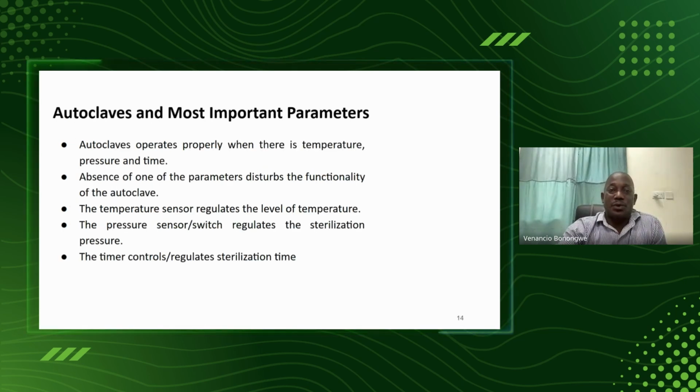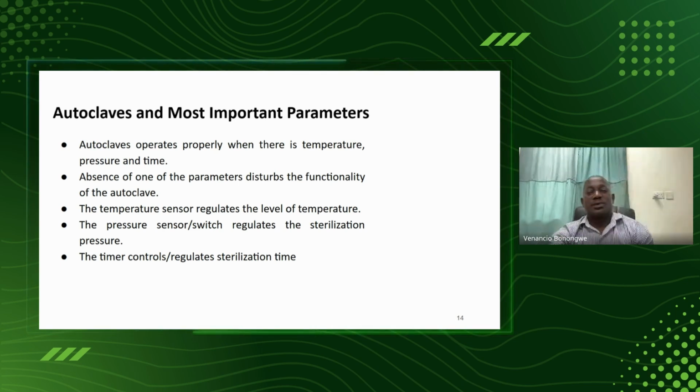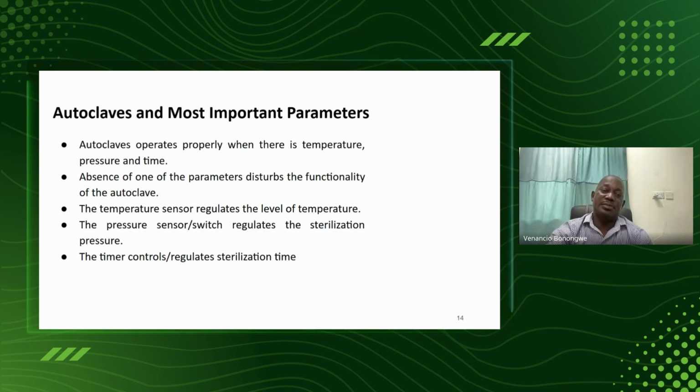Let me also take you through the most important parameters that we need to have in the autoclave. For the autoclave to operate properly, we need to have temperature. Then we need to have pressure for easy penetration into our materials. And also we need the sterilization time. So the absence of one of these parameters will cause the malfunction of the autoclave, or the autoclave will not sterilize. The temperature sensor is also an important component, because it is the one that regulates the temperature. We also have the pressure switch inside the autoclave, and this pressure switch or pressure sensor regulates the sterilization pressure, and the timer controls or regulates the sterilization time.